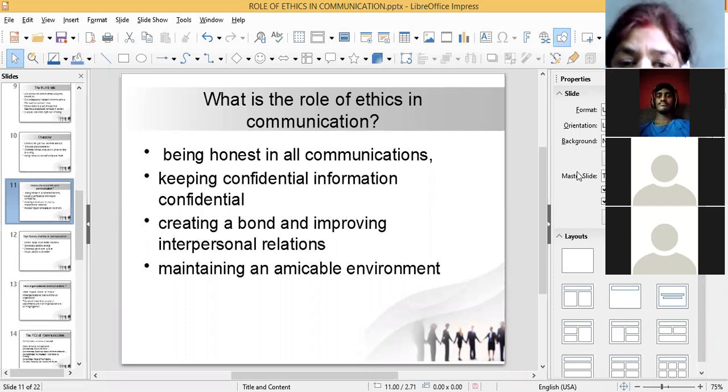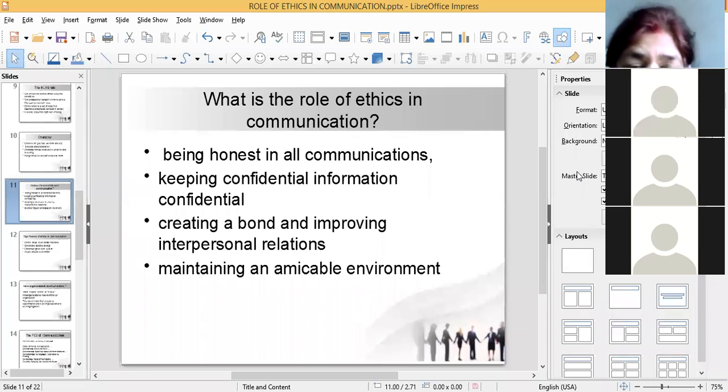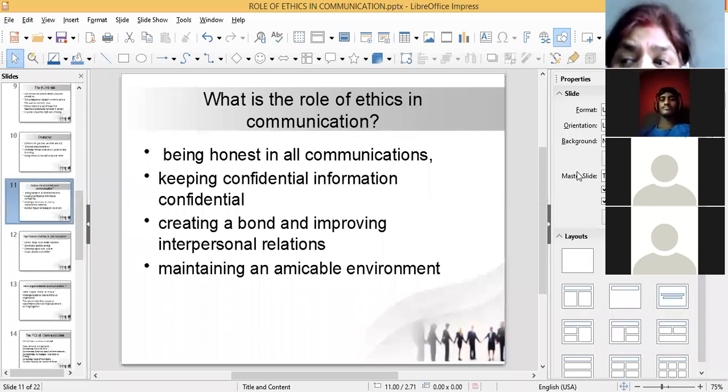Keeping confidential information confidential. Ethics also is not letting out any secret. Something which has to be kept a secret, keep it a secret. Don't spill the beans. Don't tell the secret to others. And creating a bond and improving interpersonal relations. So the role is immense. You create a bond, you improve interpersonal communication and relations. Interpersonal relations can be maintained only with ethical communication.